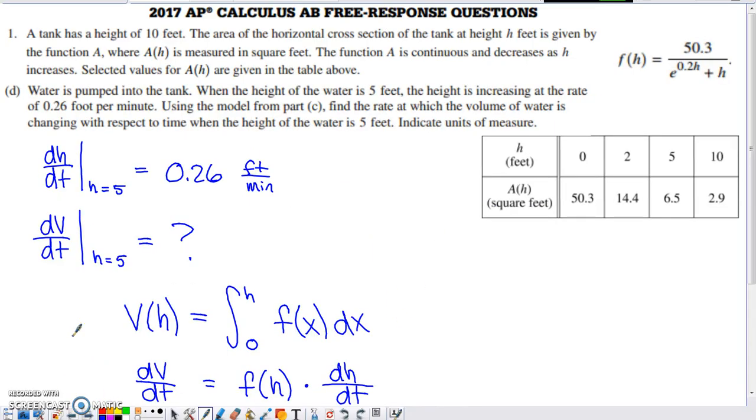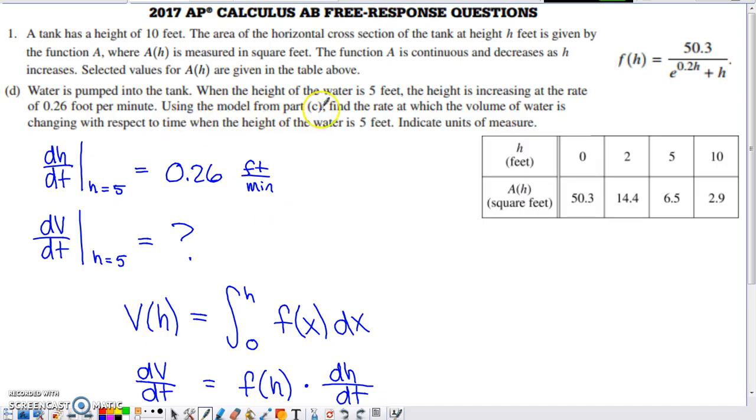Part D is definitely the toughest part of this question in my opinion. They tell us that water is pumped into the tank. When the height of the water is 5 feet, the height of that water is increasing at a rate of 0.26 feet per minute. So what I realized right away was that that's the rate of change of the height. Since it's increasing, that rate of change is positive. So that allowed me to define this value right away. The rate of change of the height of the water in the tank with respect to time at a height of 5 feet is 0.26 feet per minute.